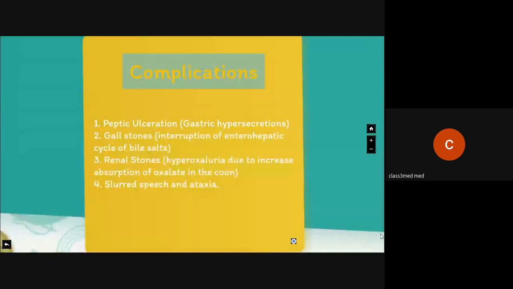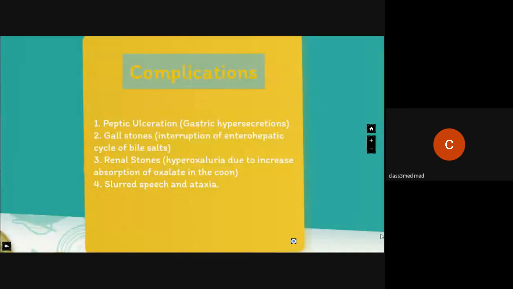Now, what are the complications of short bowel syndrome? So we have a good idea about short bowel syndrome by now, that short bowel syndrome means extensive loss of bowel, and the site where the bowel is lost, whether jejunum, ileum, or colon, makes a significant difference. It's not only the length of the bowel, but the part of the GIT lost is very important.